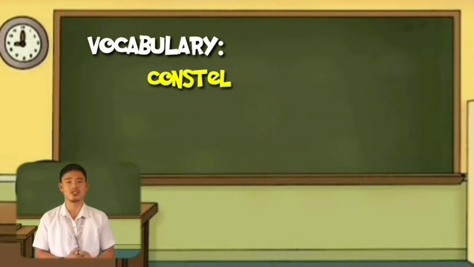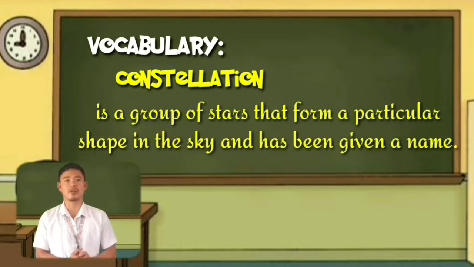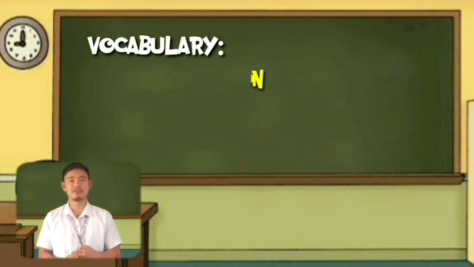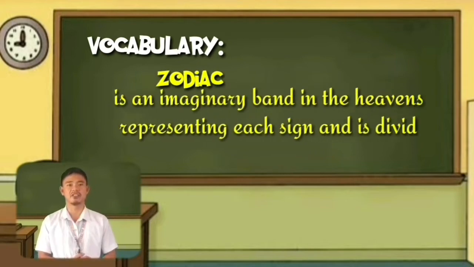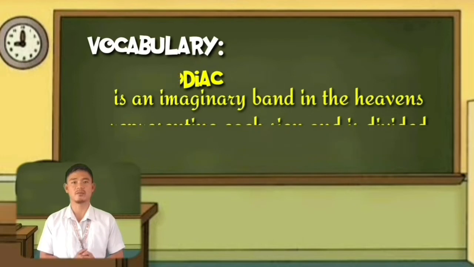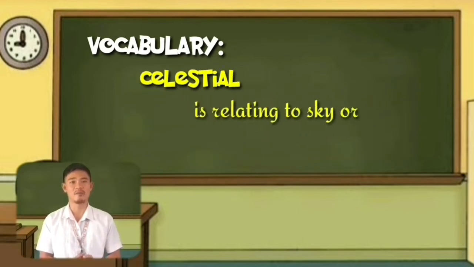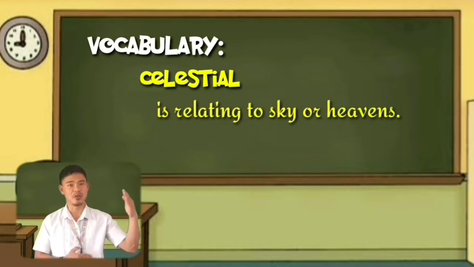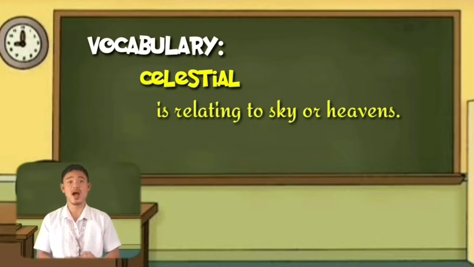Let's move on to constellation. A constellation is a group of stars that forms a particular shape in the sky and has been given a name. Moving forward to zodiac. Zodiac is an imaginary band in the heavens representing each sign and is divided into 12 zodiac constellations. Celestial is relating to the sky or heavens. Now that we already know these different words, we shall now continue our discussion.